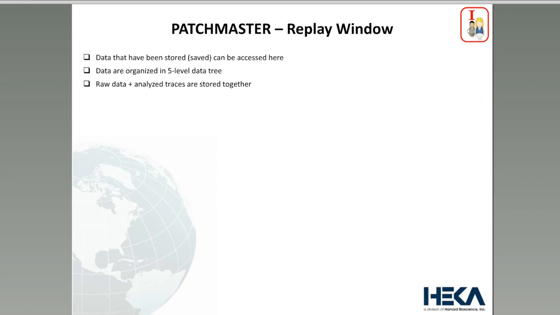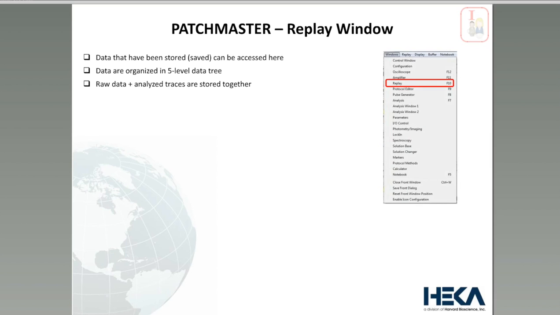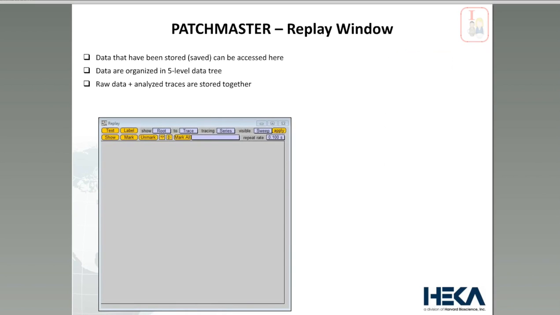It has three functions. Data, of course, is stored here and can be accessed from this window. The data is organized in 5 levels, which I will explain to you in a minute. And then the raw data are stored together with analyzed data traces, or for example, also with leak traces. You open it with F10 or select it in the Windows menu. And this would be how a replay window would open after you press open.